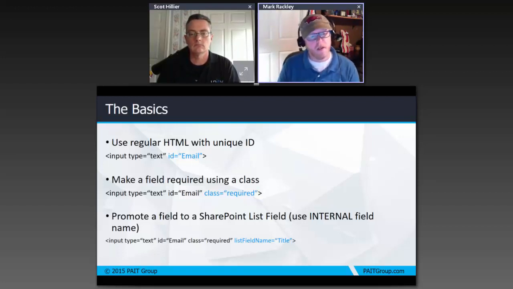And if you want to promote a field to a SharePoint list, you specify an attribute called list field name, and from there you specify what is the internal field name of the list field that you want to promote it to. And by putting that attribute in there, whatever value you store in that field gets promoted to the SharePoint list.